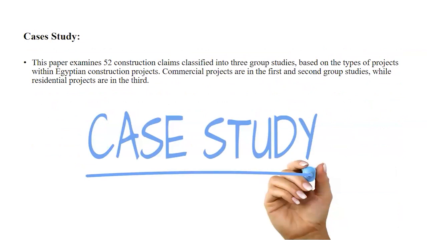This paper examined 52 construction claims from Egyptian construction projects, classified into 3 groups based on the types of projects: infrastructure projects, commercial projects, and residential projects.